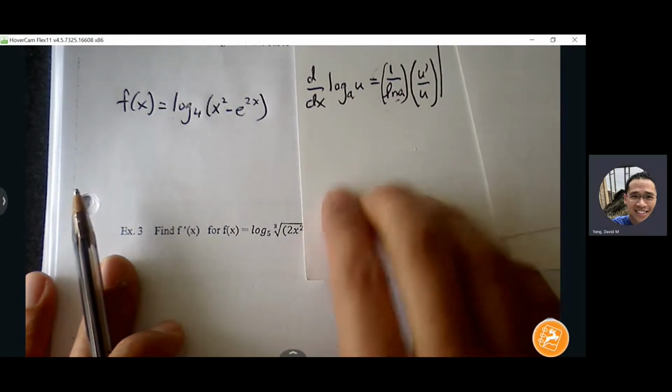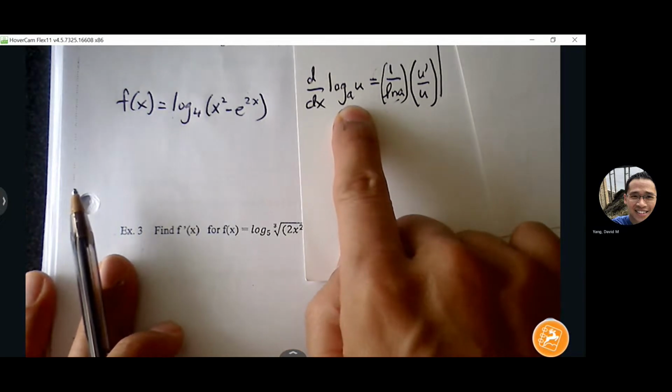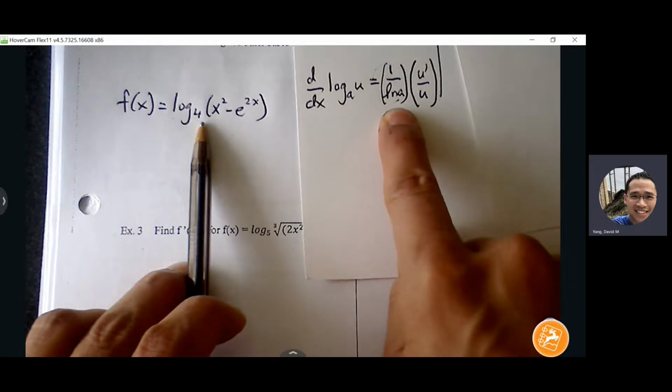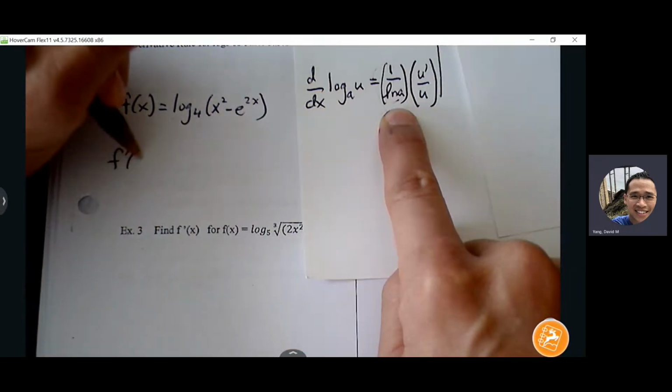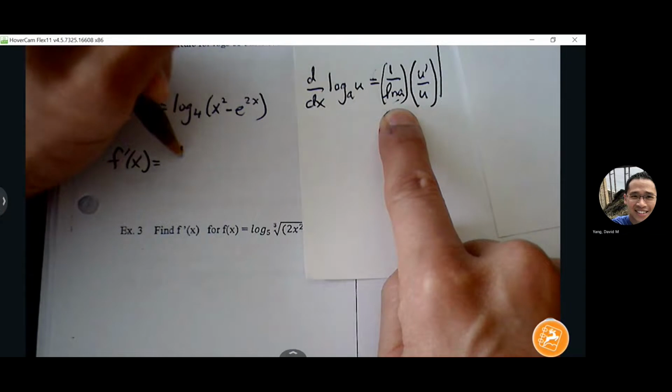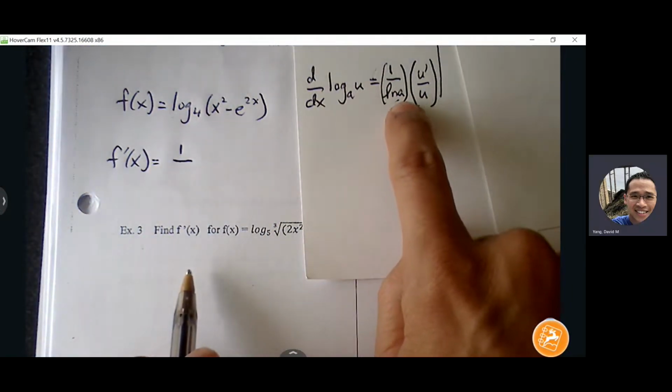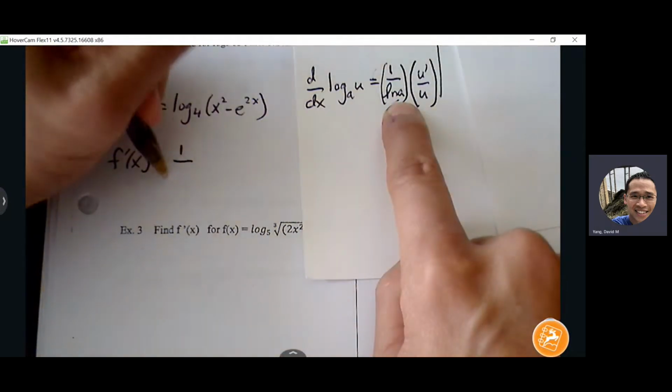All right, what's our a value? 4, right? So you can jump into our derivative rule here. So f prime equals 1 over natural log of 4. Okay.